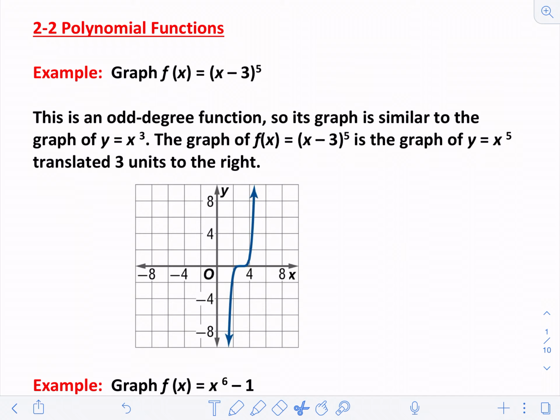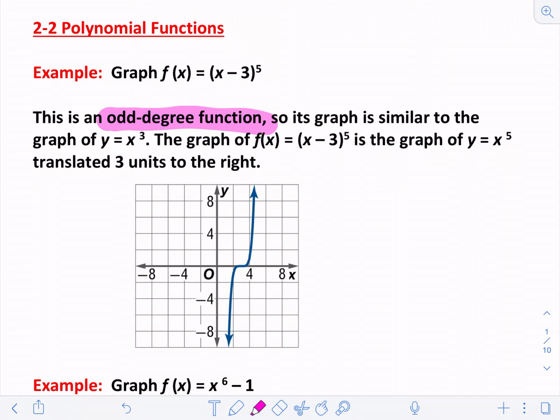And here are some other graphs that are very similar as well. The first example I have is f of x equals (x minus 3) to the 5th power. This is an odd degree function, as it says here. An odd degree means that the exponent outside is going to be an odd number. In this case, it's 5.